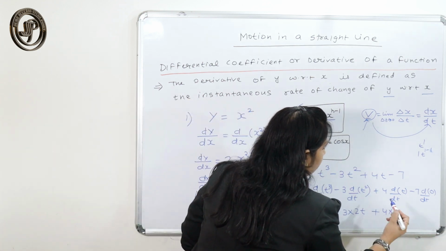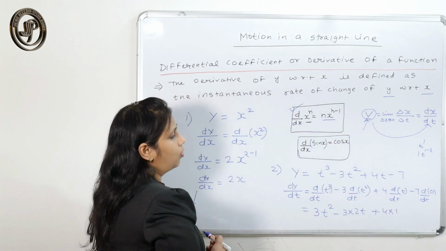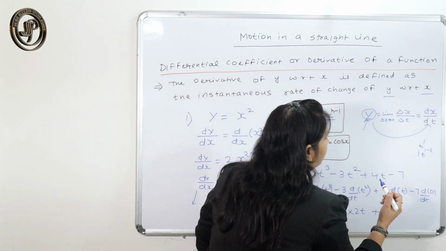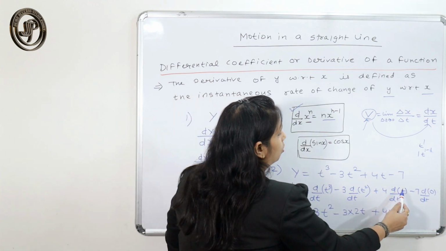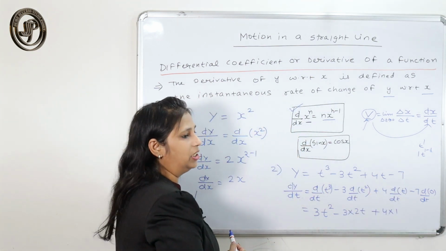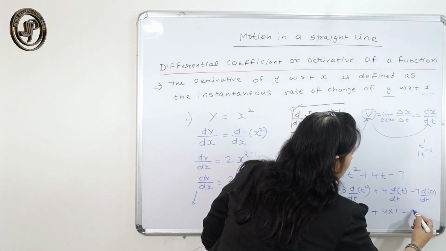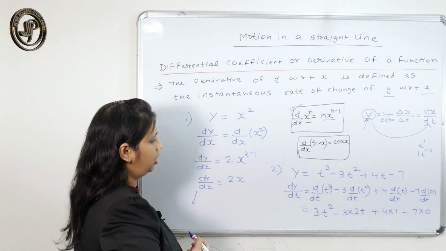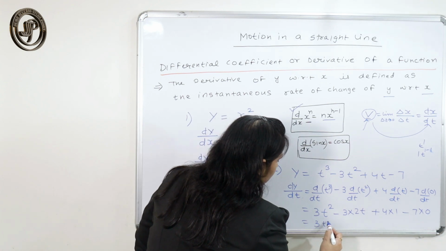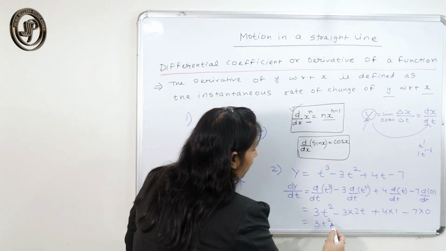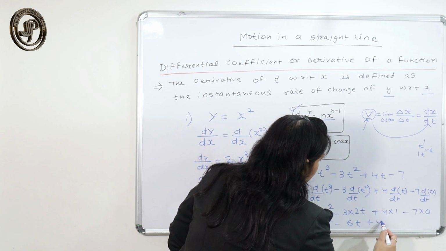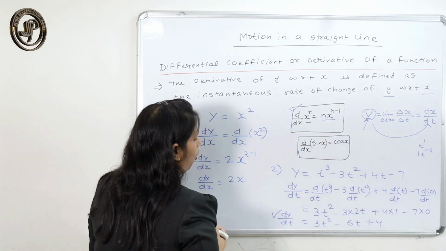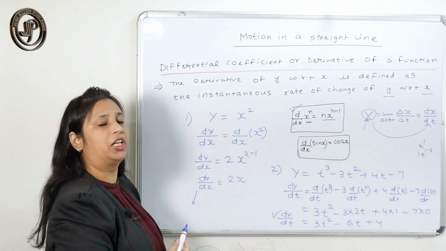So the derivative will be only 1, because anything whose power is 0 becomes 1. Now 7 is a constant, the derivative of a constant is 0, so it becomes only 0. So what would be your final answer? It is 3t square minus 6t plus 4. That is what we did, the derivative of y with respect to t here.